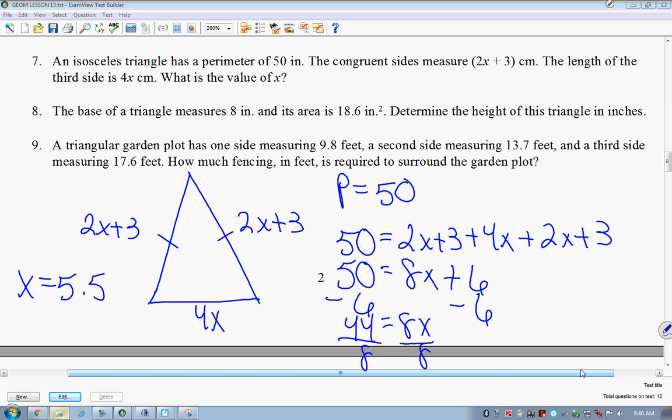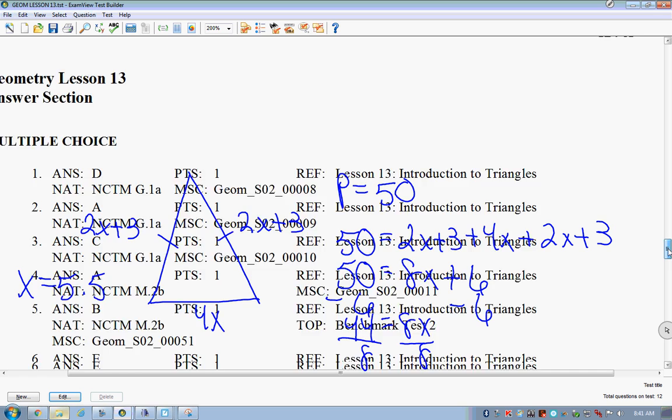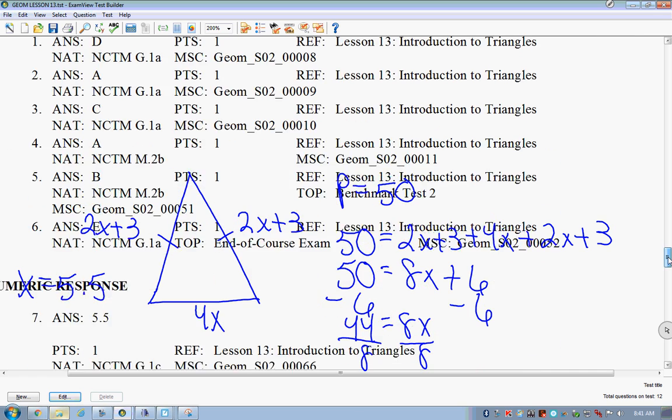Let's see. All right. I'm going to scroll down here real quick. We'll check our answer. Number 7. 5.5.